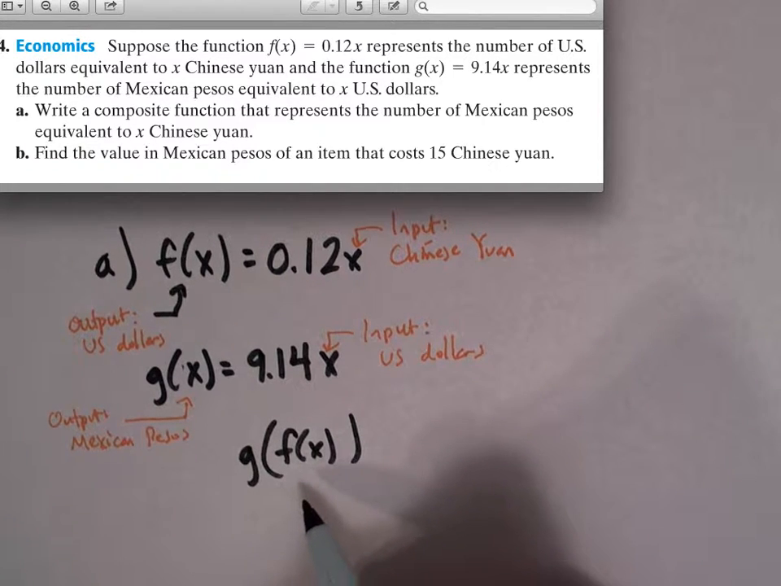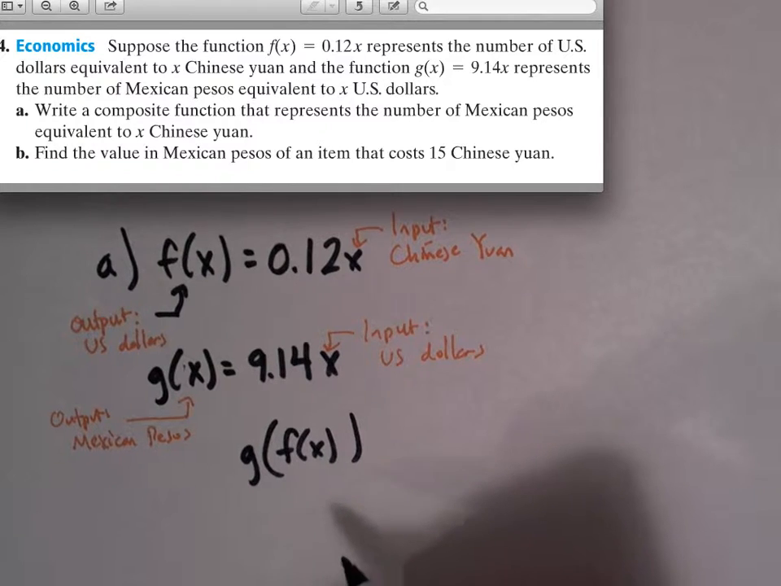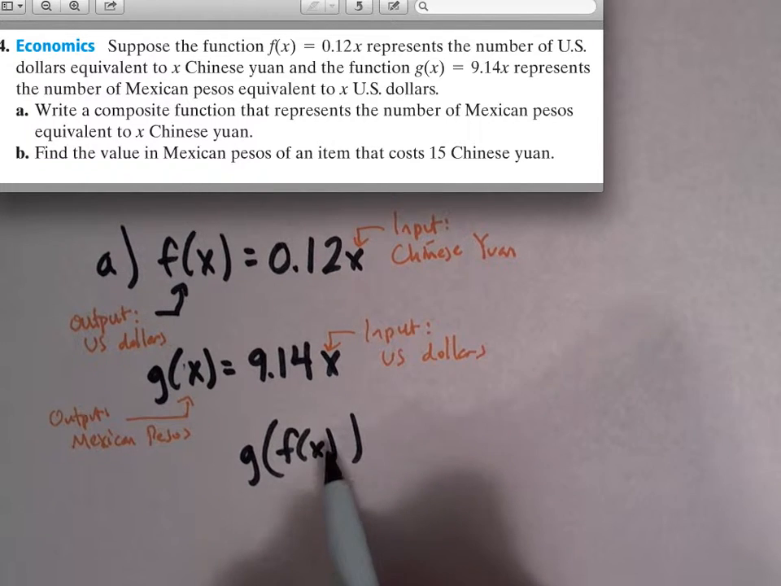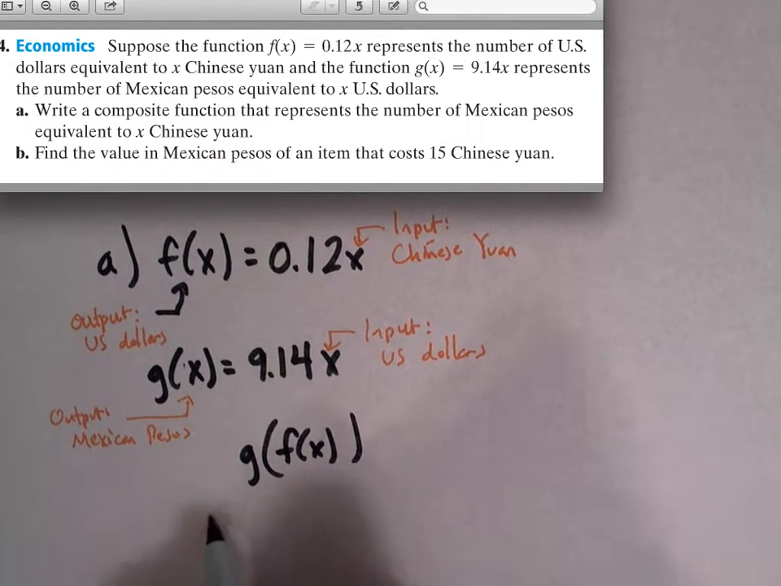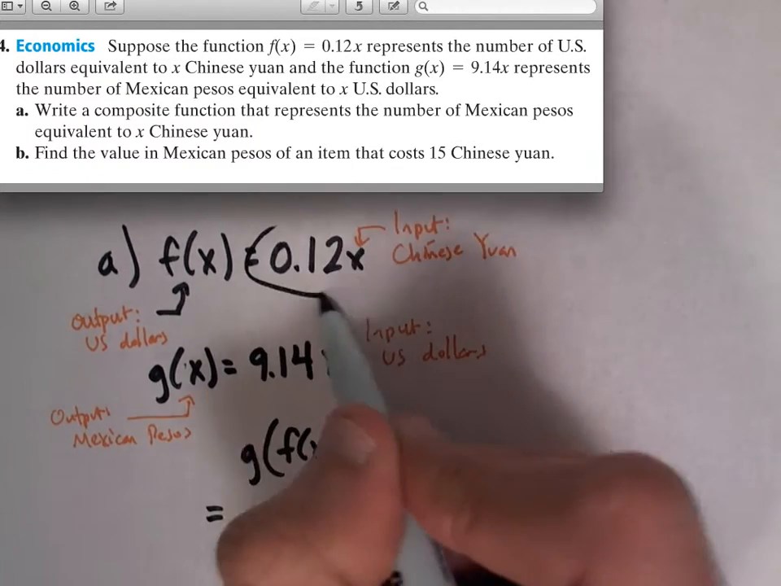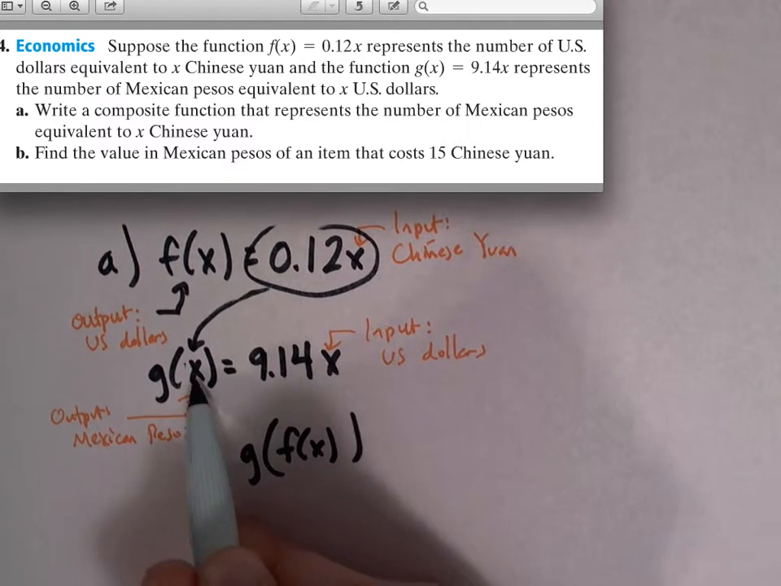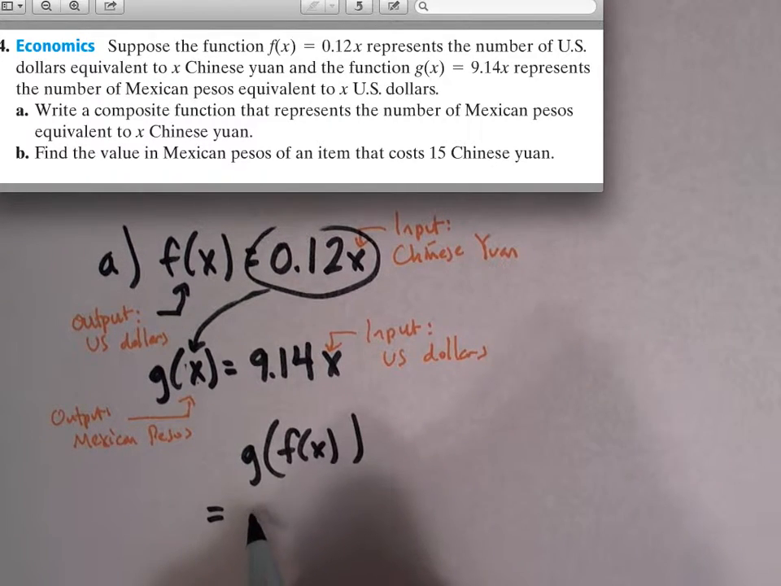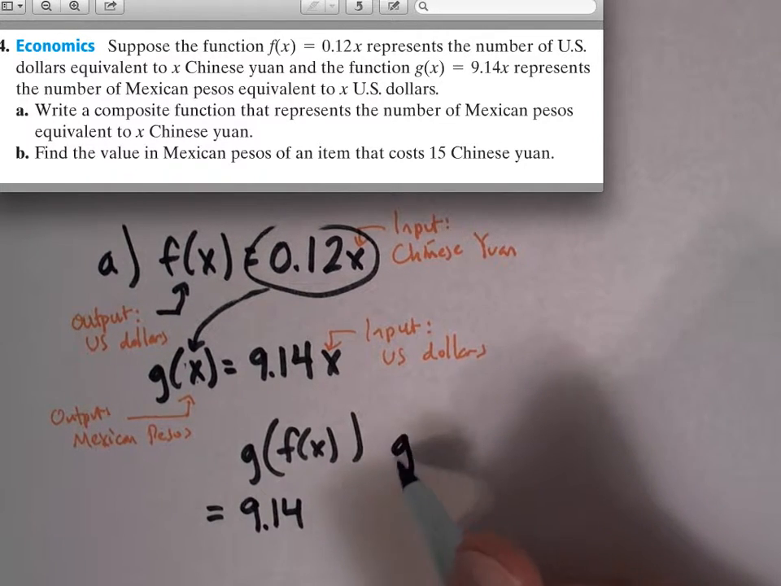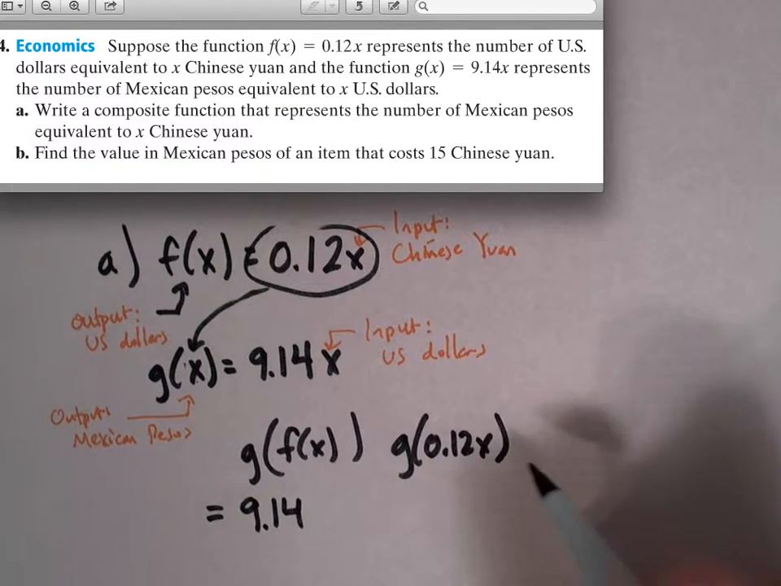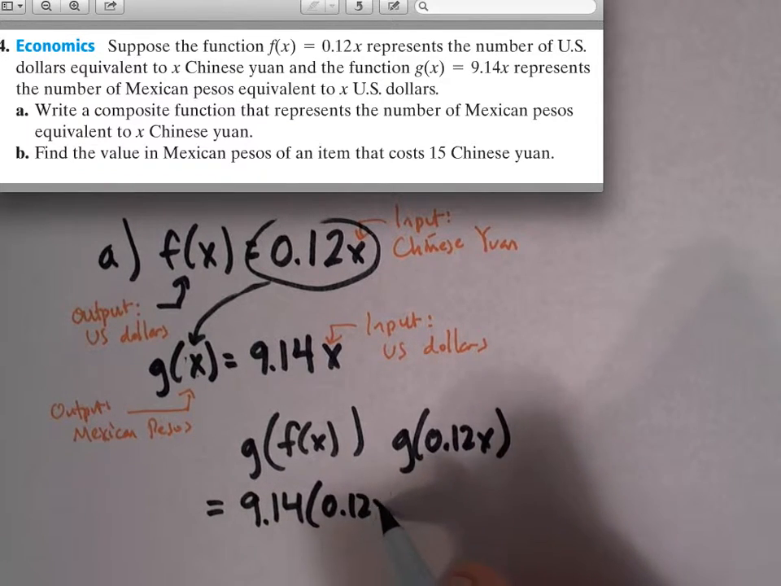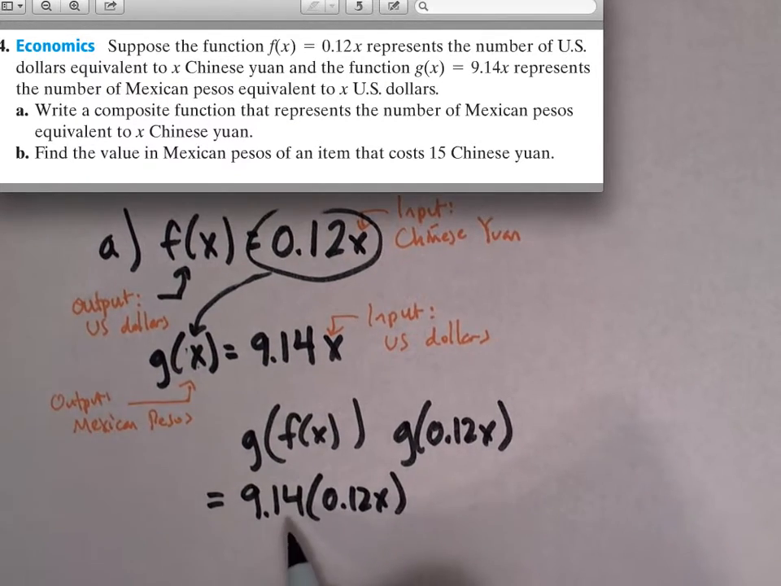So let's figure out what this is. For letter A, we do not have any numbers, so we're just going to plug f of x into g. We're going to plug in this value right here, 0.12x, into g of x. So instead of writing x here, we're going to write this. We get 9.14, and instead of x, this plugs into our machine. We're taking g of 0.12x, so we're plugging in 9.14 times 0.12x. Then we just multiply that out.